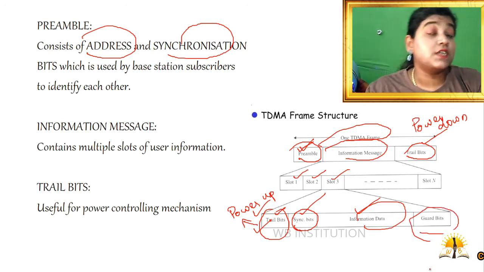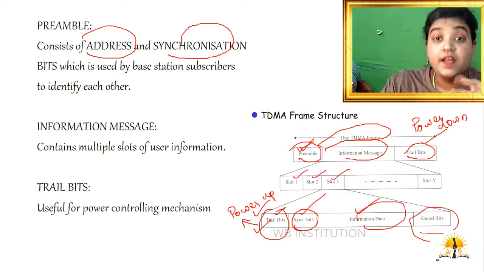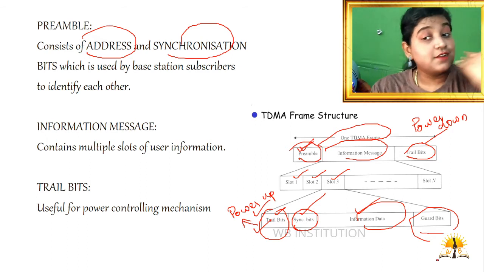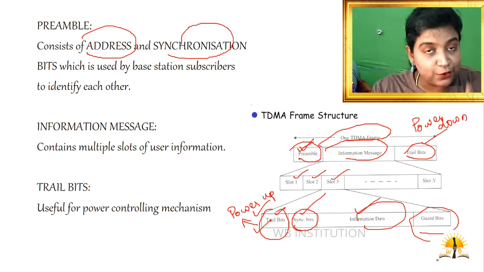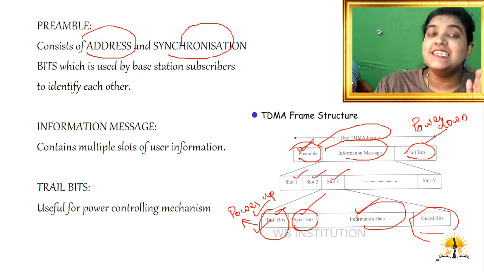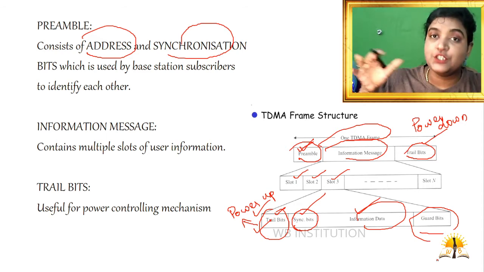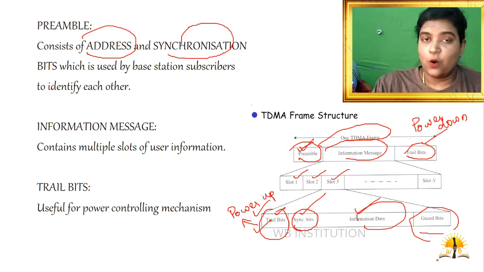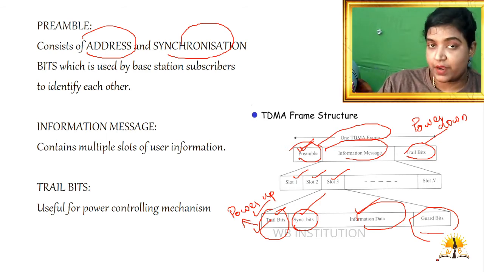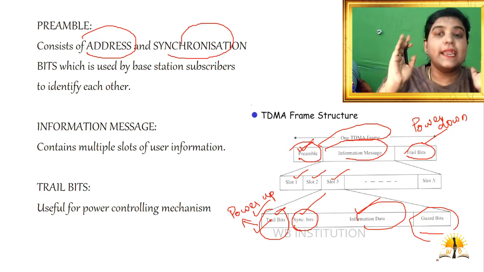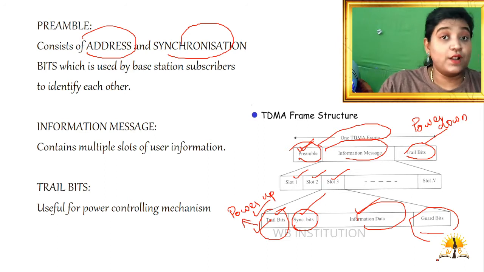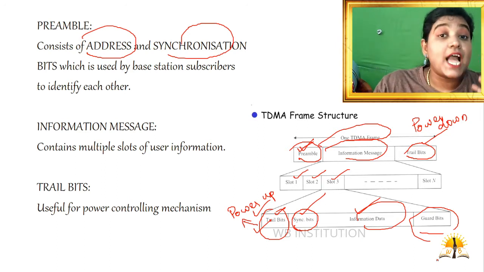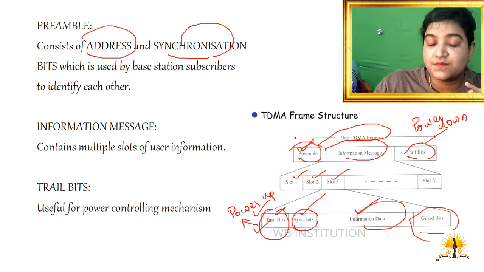This word sounds quite familiar if you have checked my previous video on frequency division multiple access. Guard bits can also be called a guard band. They are used to avoid inter-symbol interference between the two users. In order to avoid inter-symbol interference between the two user slots, the guard bits are used here. Hope you are much clearer on what exactly a time division multiple access frame structure is.